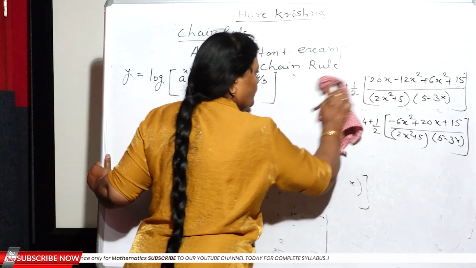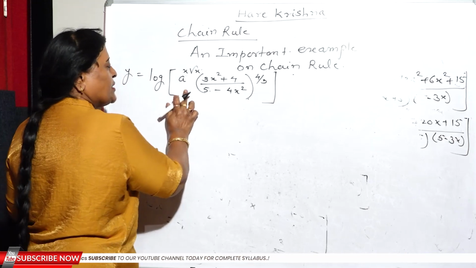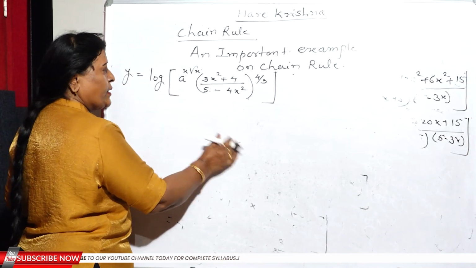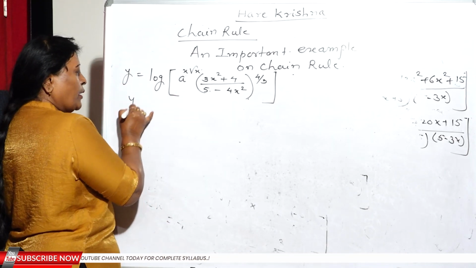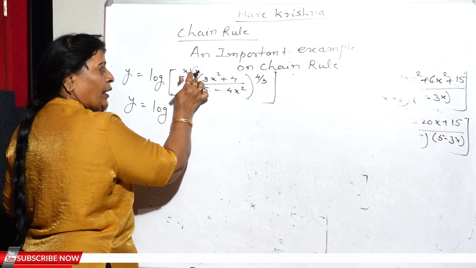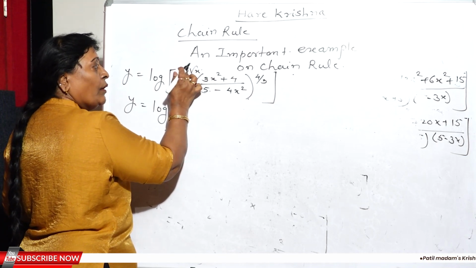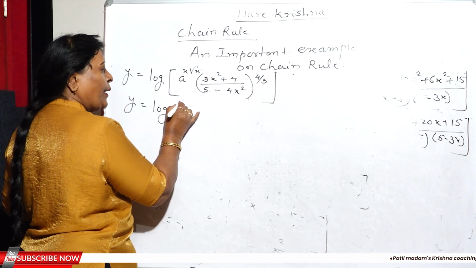Now see here. First you have to simplify the function. Again, this you have to consider as a, this you have to consider as b. Therefore, log ab means log of a plus log of b. Log of a raised to x root x, what is the power here? 1. And here 1 by 2. 1 plus 1 by 2 is equal to 3 by 2.